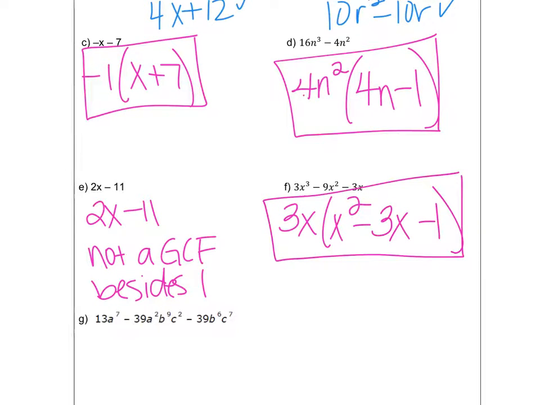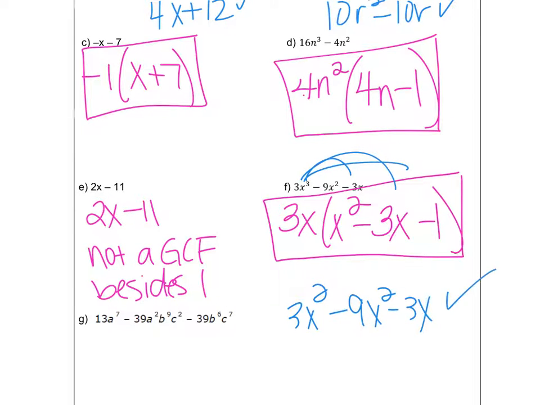Okay, then let's do a mental check to make sure we did it correctly. 3x times x squared would give you 3x cubed. 3x times negative 3x is negative 9x squared. And then 3x times negative 1 is negative 3x. So that's what we started with.